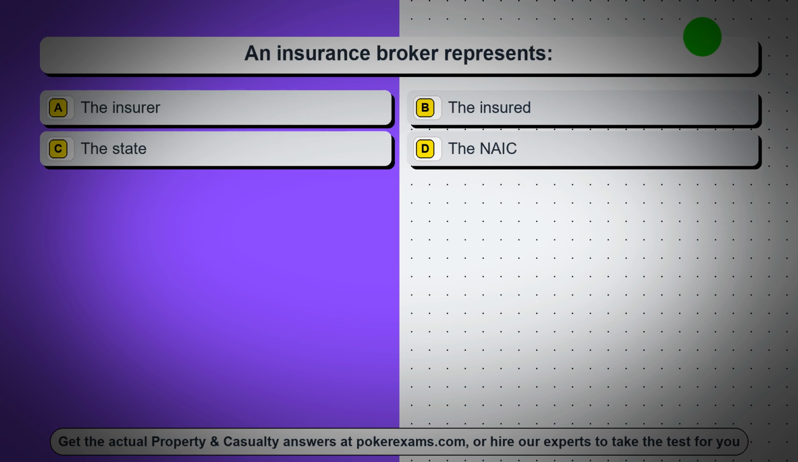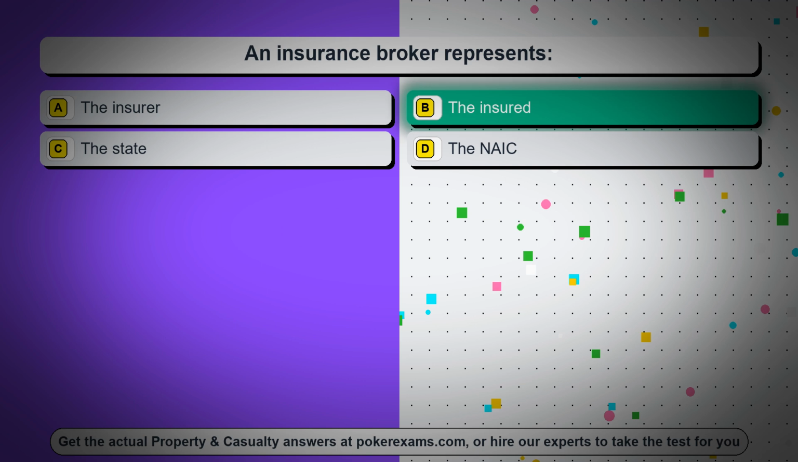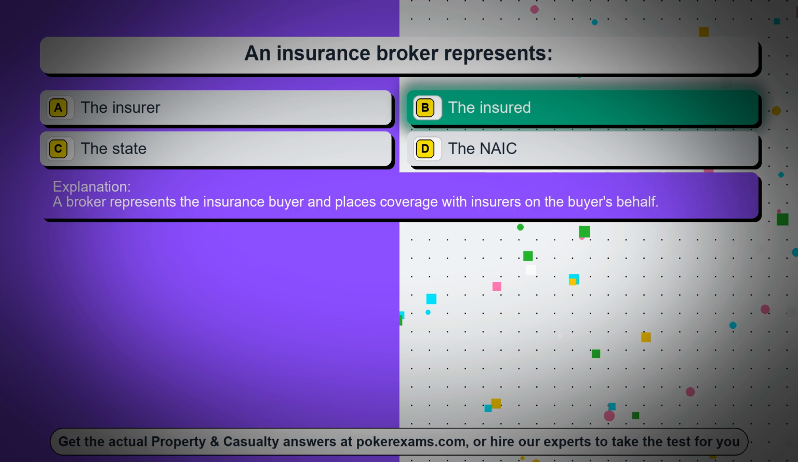Question 16. An insurance broker represents option A, the insurer. Option B, the insured. Option C, the state. Option D, the NAIC. The correct answer is option B, the insured. A broker represents the insurance buyer and places coverage with insurers on the buyer's behalf.